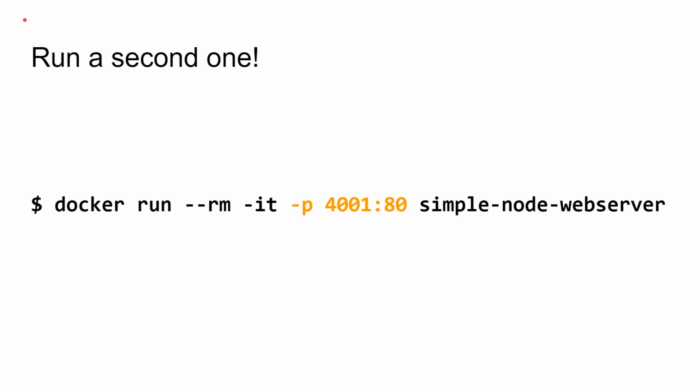But here's the interesting thing, because we're running this in a container, I can run a second one. I can run two web servers now. So I can run exactly the same command, the simple node web server, but notice the difference here. Now I'm going to say map port 4001 to port 80. So I'll have one web server connecting on port 4000 and another web server connecting on port 4001, and both web servers think they're working on port 80 because of course that's the standard port number for a web server.